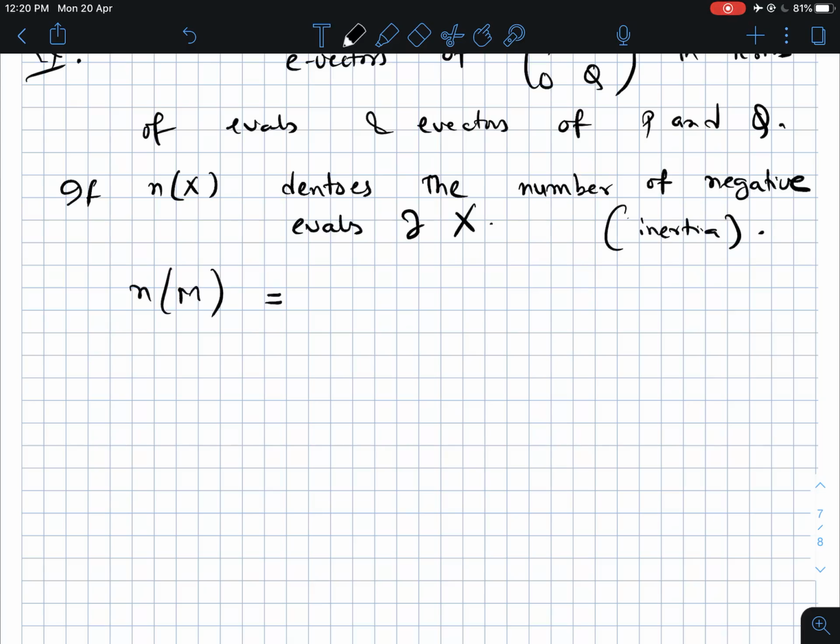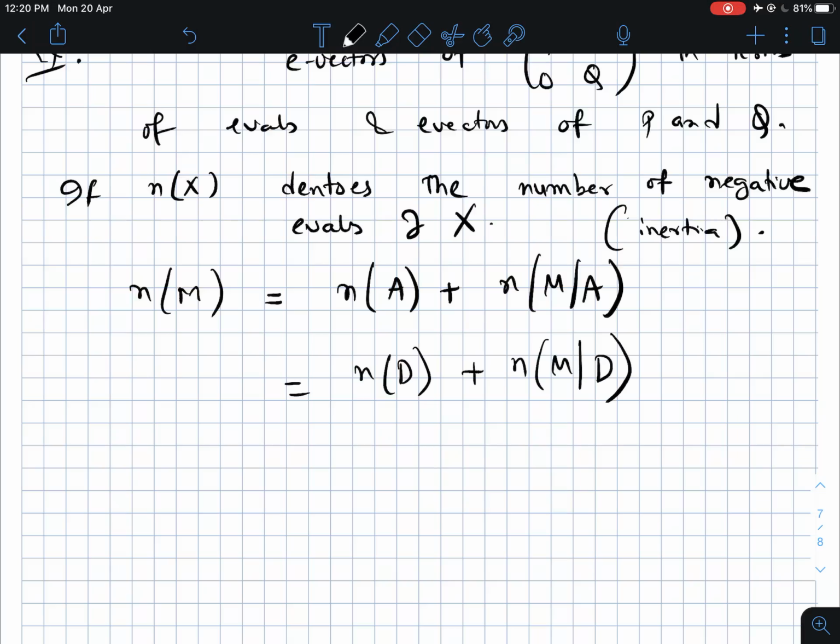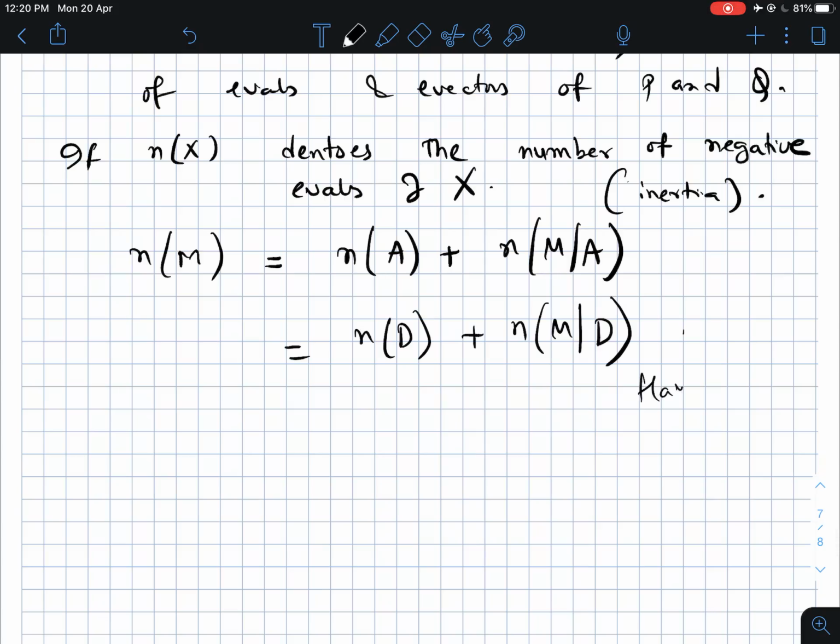Then what you are saying is that n(M), the number of negative eigenvalues of M, is the same as the number of negative eigenvalues of A plus the number of negative eigenvalues of the Schur complement of A. Of course, you can also write it as the number of negative eigenvalues of D plus the number of negative eigenvalues of the Schur complement of D. This is called the Haynsworth inertia additivity.